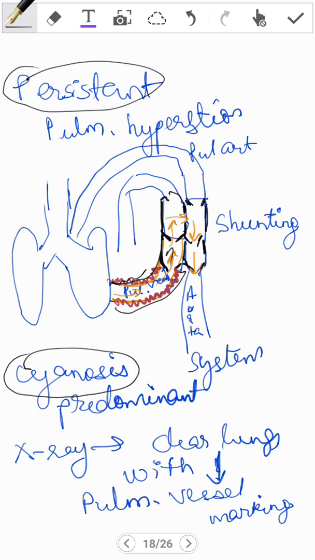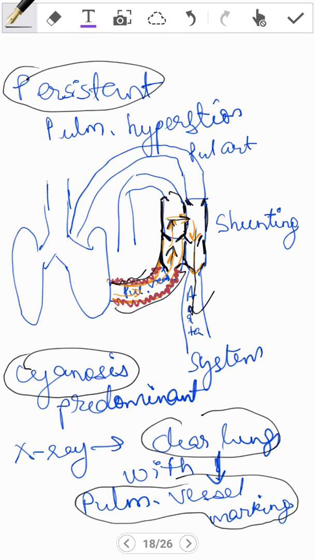So the blood is going to go back up from here and into the foramen ovale and then again into the systemic circulation. So you are having shunting of blood, which is deoxygenated blood mixing with oxygenated blood. But obviously you're going to see cyanosis. And what you see on the chest x-ray is clear lungs with decreased pulmonary vessel markings.